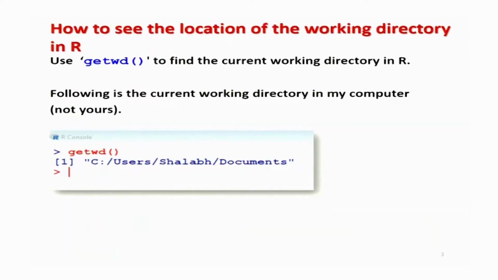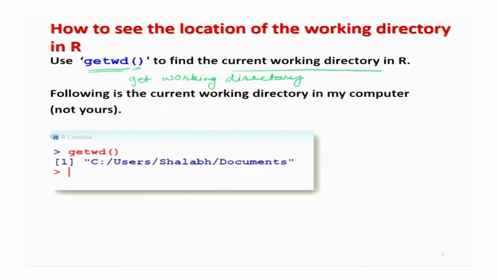Now, suppose you start working in the R software, and you would like to know what is the location of my working directory, which is a place where all your files, etc., are located. So in order to know the location of my working directory, we have a command getwd. This means get working directory, and then you have to write getwd and then parenthesis.